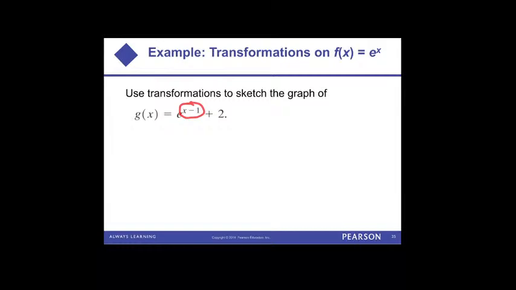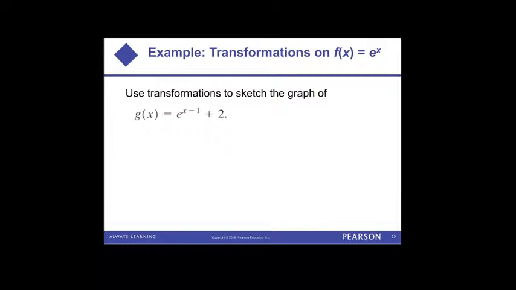Subtracting a positive number inside the base function is going to cause a horizontal change. It's going to move it to the right by 1 unit, right? So this one says to move to the right by 1 unit. We added 2 outside the base function, so that says to go up by 2. So all we're doing is taking that generic exponential graph, we're going to the right by 1 and up by 2, right? And then that's the graph.